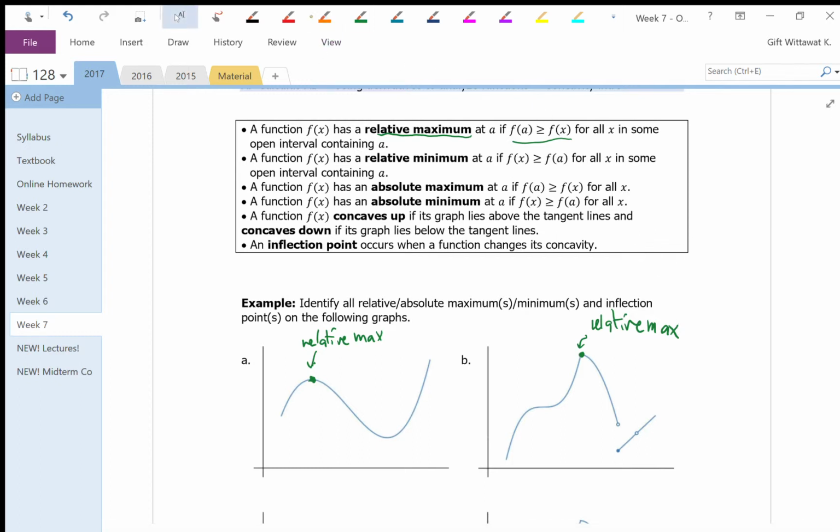Relative min is the x value where the function value at that point is lower than the function value at nearby points.